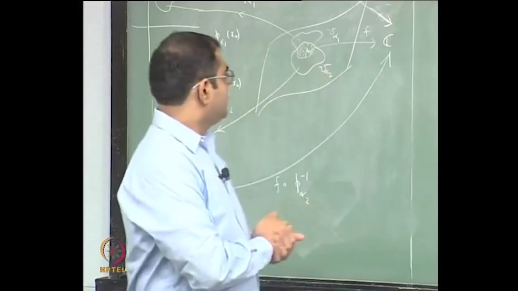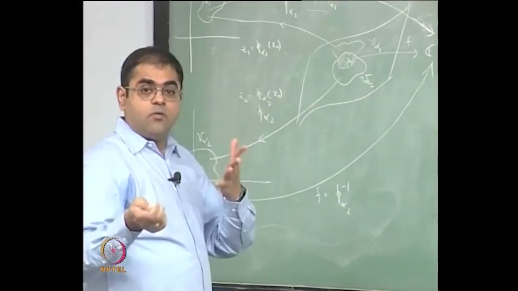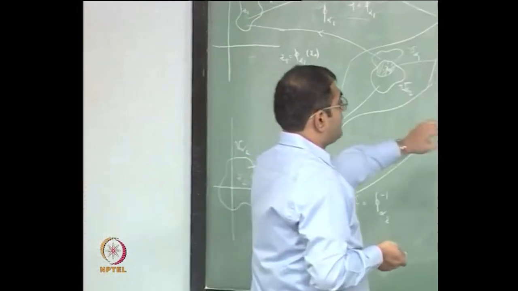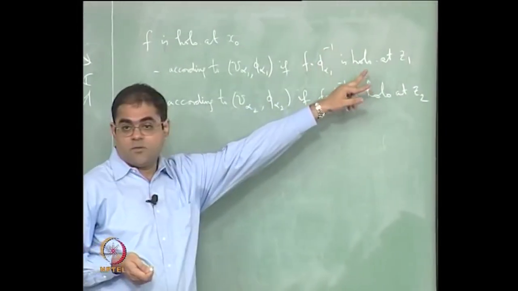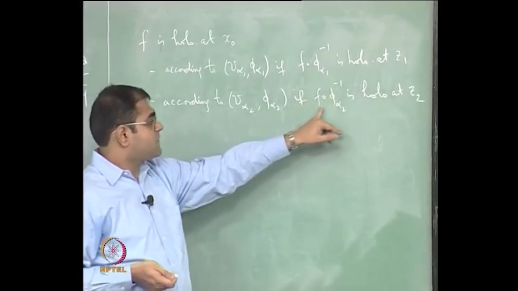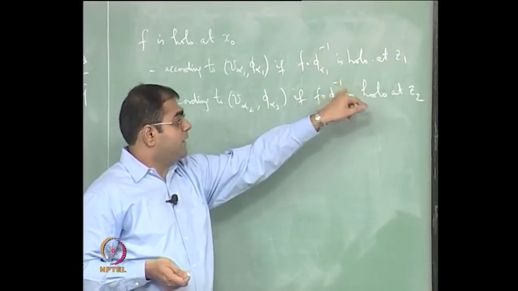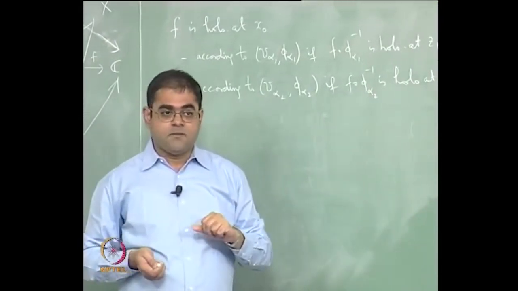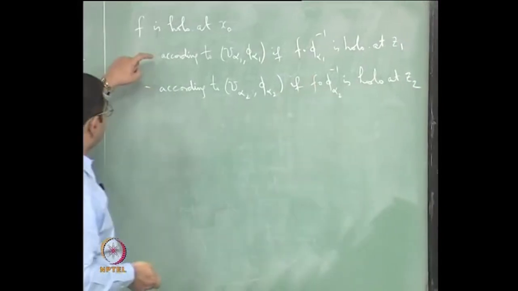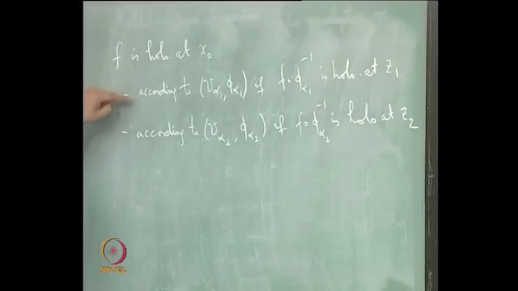So what we really do not want to happen is, for example, that F circle phi alpha 1 inverse is holomorphic at z0, but F circle phi alpha 2 inverse is not holomorphic at z1, at z2. What should not happen is that one of these is true and the other is false. Such a thing should not happen. So how do you remedy this situation? You remedy the situation in the following way.